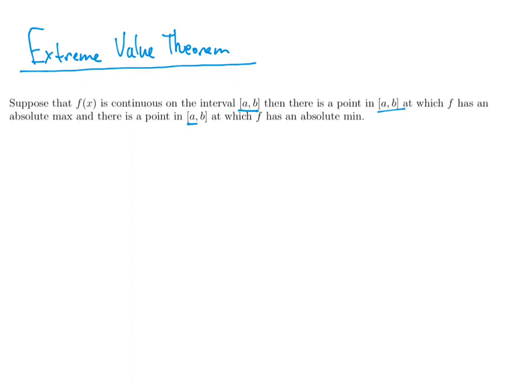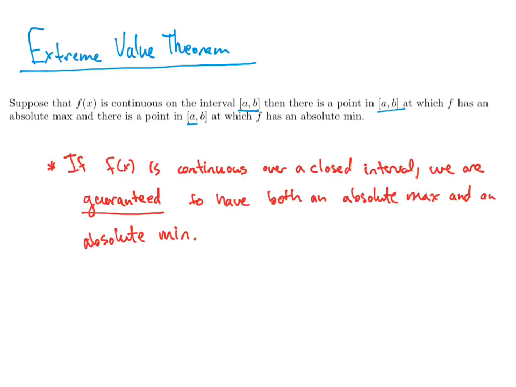So what does this mean? This just means that if f of x is continuous over some closed interval, we are guaranteed to have both an absolute max and an absolute min. And I think intuitively this probably makes sense.